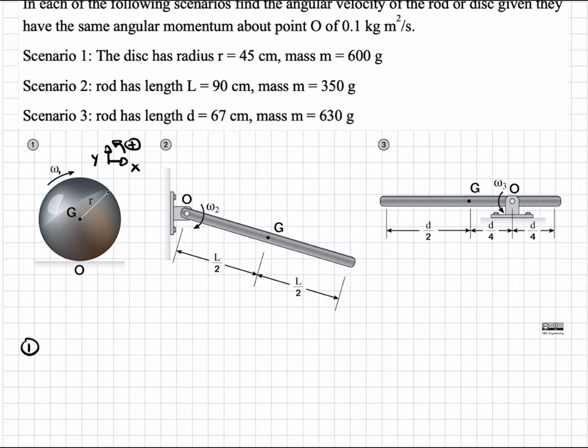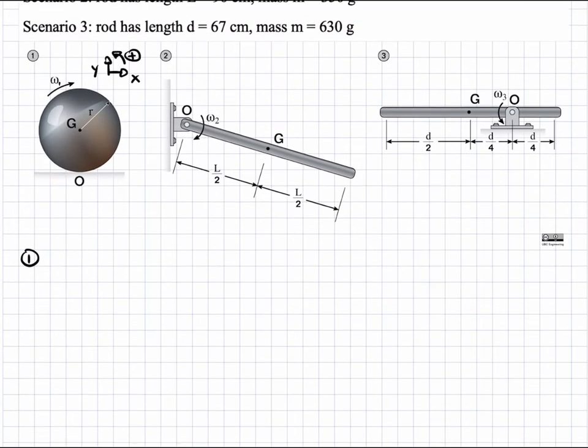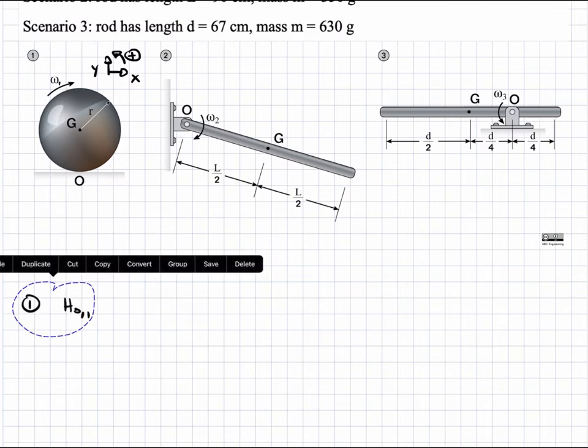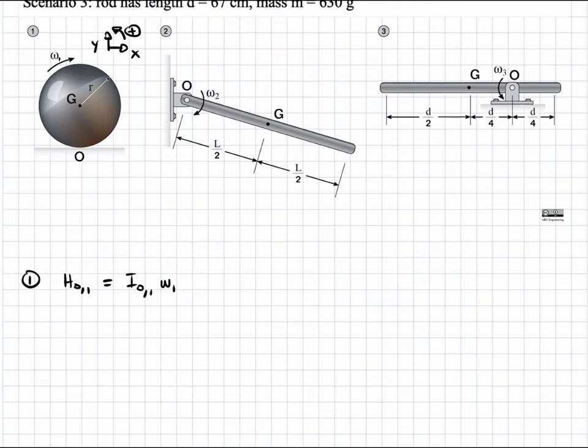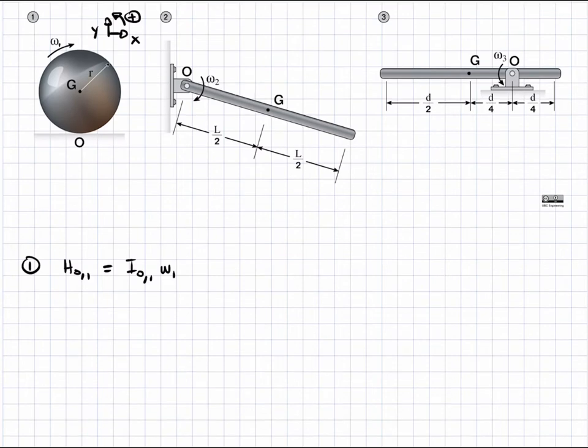So for case one, we define the angular momentum as H O comma one. So this is H about O with the case number one. This is going to be equal to I O one omega one, right? I O one is I about O in the first case, and omega one is the angular velocity of the first case. So again, all these numbers here are essentially denoting case one. So in this case, this is going to be equal to 0.1 kilograms meter squared per second.